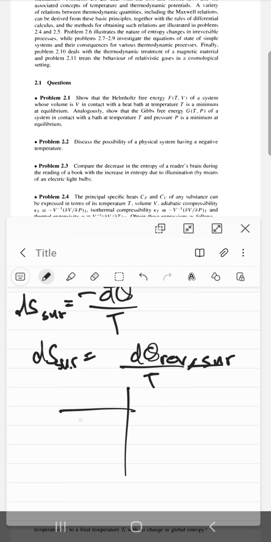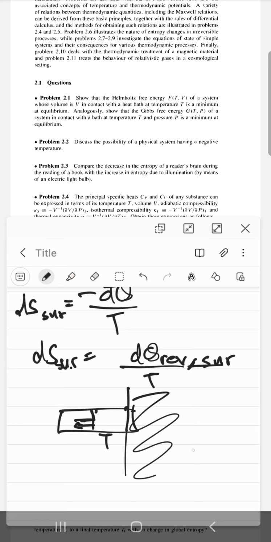Suppose your system is like some sort of a gas, like an ideal gas, and it's going through, let's just say, isothermal expansion, at constant temperature. This gas has a piston, and that piston is moving away, so it requires heat obviously, and that heat is coming from this, right?